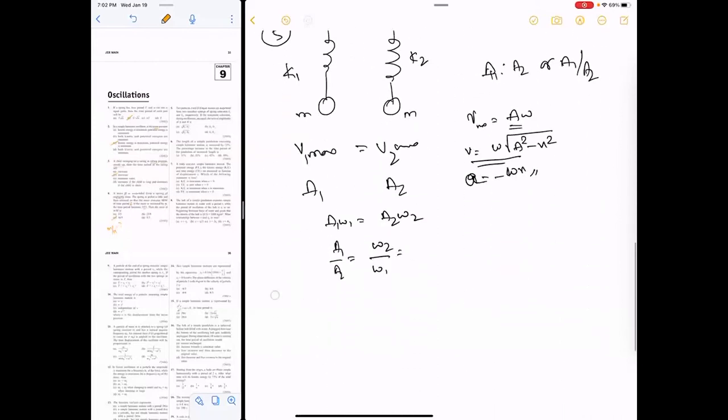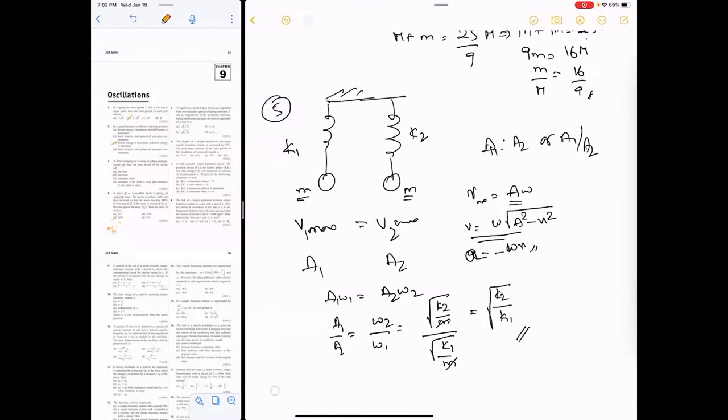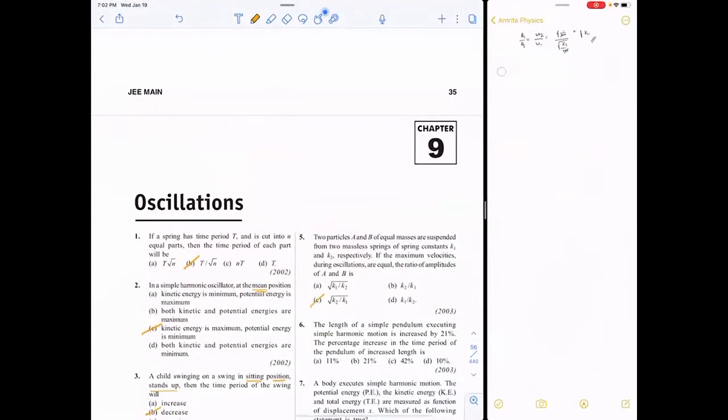So substitute it here. Under root K2 by M, by under root K1 by M. Right or not? So why same M? He said masses are same. M gets cancelled. So A1 by A2 is under root K2 by K1. Hope you understood this fifth one. Take screenshot if needed. Right? Good. So they gave two options, under root K1 by K2 as well as root K2 by K1. We got root K2 by K1.